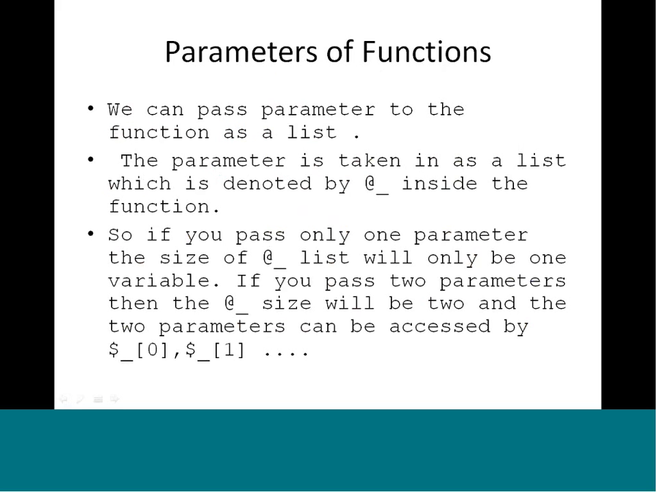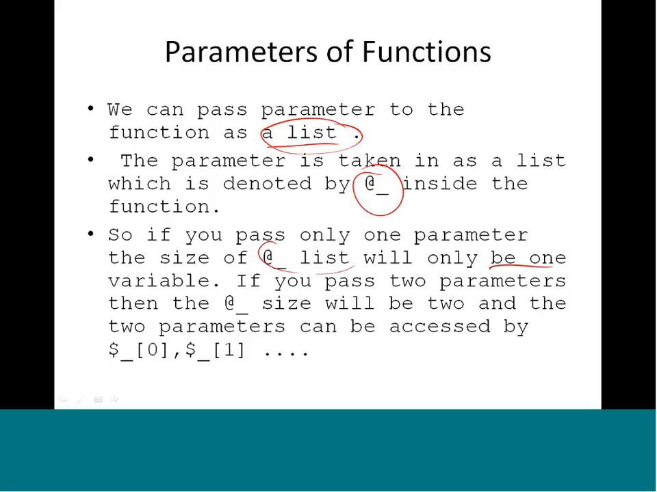The parameters are always passed as a list. So even if you have an array that you are passing, the array is expanded and the entire list is passed as a parameter. One thing about Perl is that it keeps this parameter list in a particular array variable, at underscore, and this essentially means that it's this list, and then you can directly access each of the parameters by accessing the elements of this list. So if you pass only one parameter, the size of this list is just one.